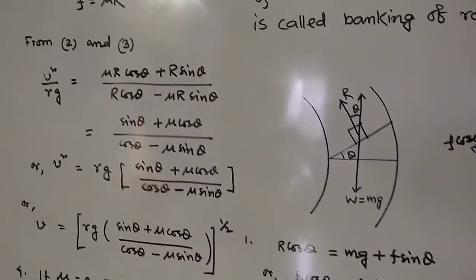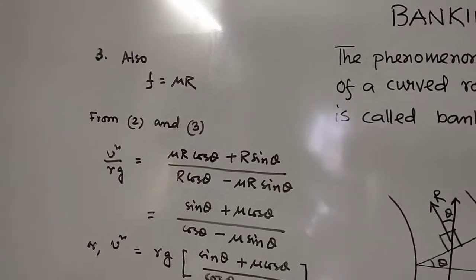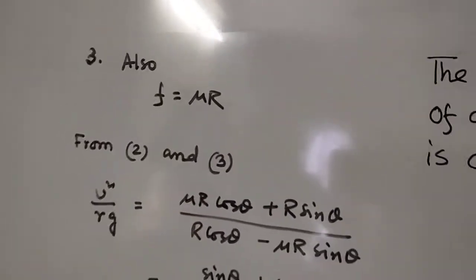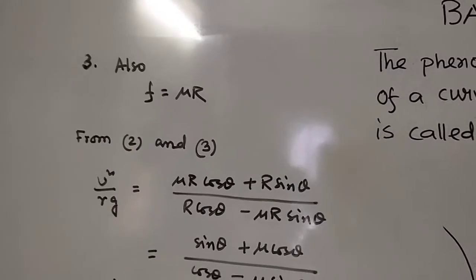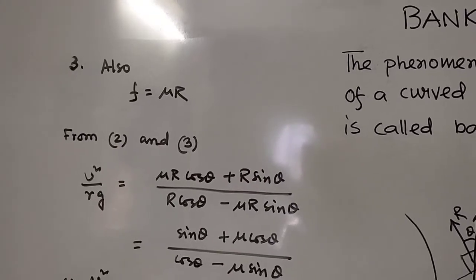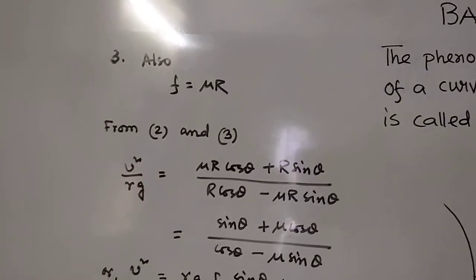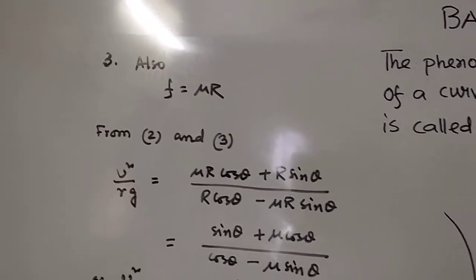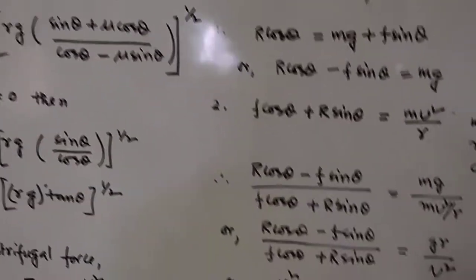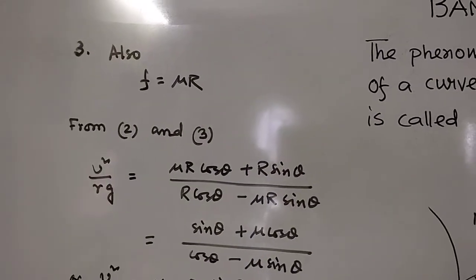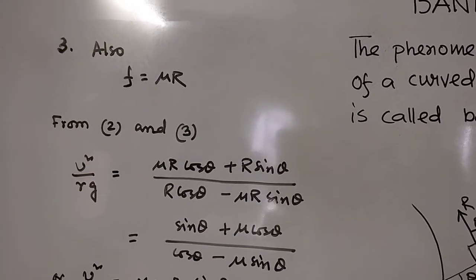Now this part, also from the law of friction, F equal to mu R. F is your frictional force and R is the reaction. Already we have defined the law of friction. Mu is the coefficient of friction. So if you substitute F by mu R, then you will get mu R cos theta plus R sin theta, R cos theta minus mu R sin theta.